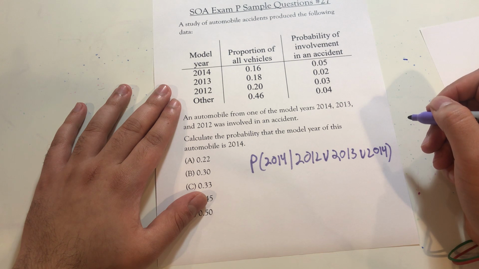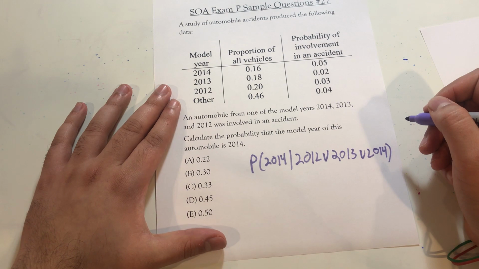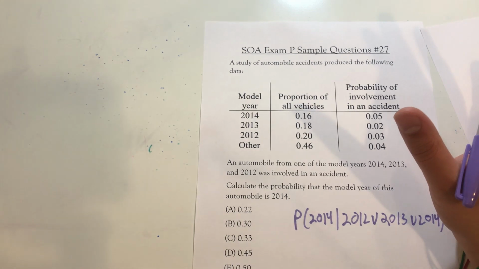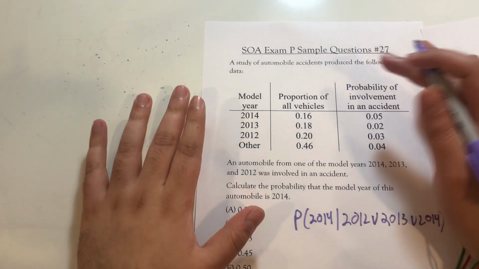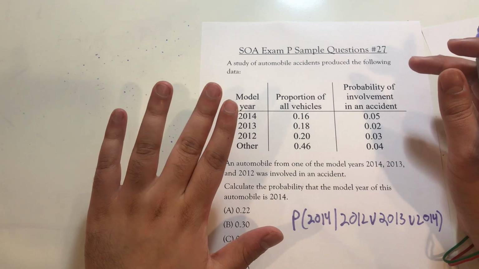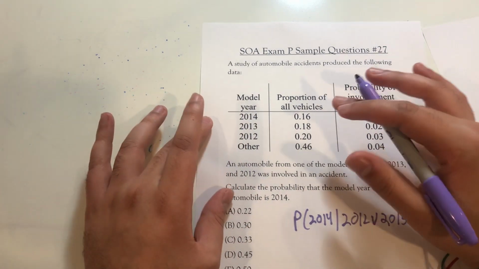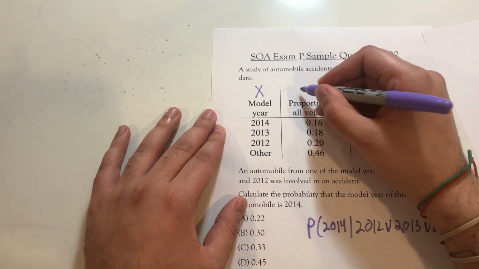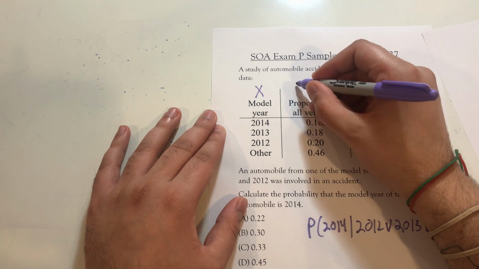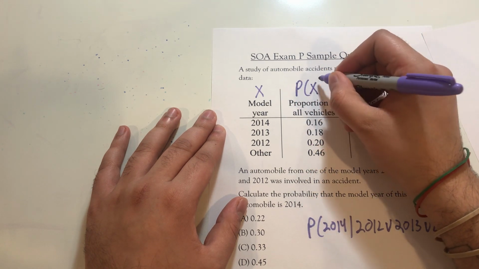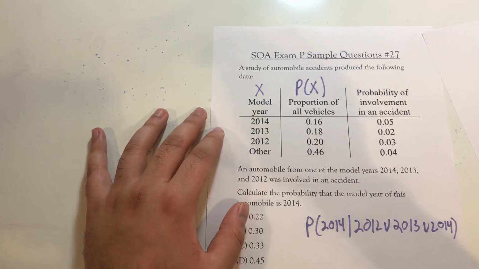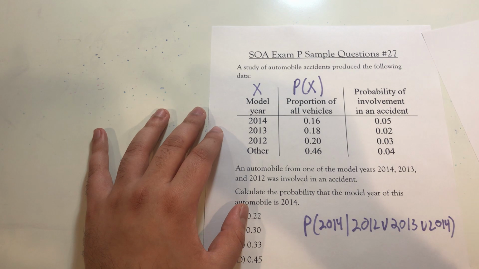Okay, so let's see here. What is the actual chart telling us, right? We have model year, proportion of all vehicles, and probability of involvement in an accident. So model year, let's say that's X. X represents the model year. This column would then have to be the probability of randomly selecting X. If we randomly select a car, what's the probability that it's going to be a 2014 car? That's going to be 0.16.